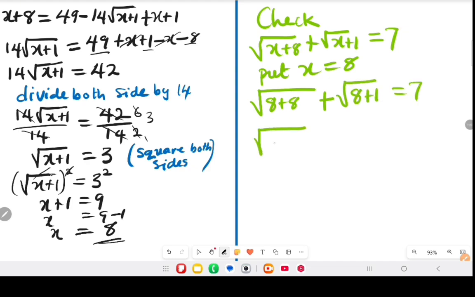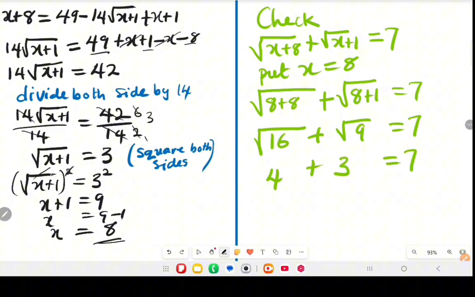Root of 8 plus 8 gives us 16 plus root of 8 plus 1, which is root 9, will it give us 7? Root of 16 is 4 and root of 9 is 3 equals 7. 3 plus 4 is equal to 7. 7 equal to 7. Our answer is correct.